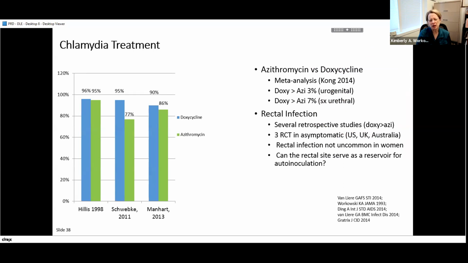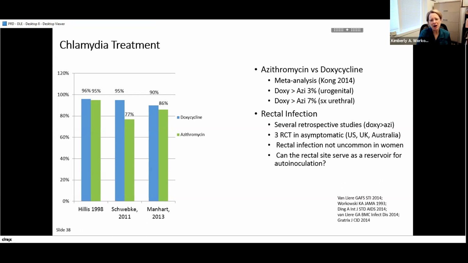So let's go into chlamydia to think about these differences between azithromycin and doxy and where this came from. What you see on your left is a compilation of studies that started to show a little indication, about 10 years ago, that there might be a difference in efficacy between doxy and azithromycin for non-gonococcal urethritis. There was subsequently a meta-analysis that came out and said, yes, doxy looked a little better than azithro, both for urogenital and for symptomatic urethral infection.